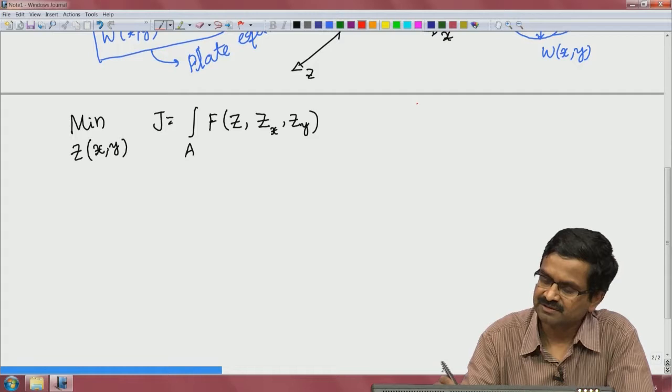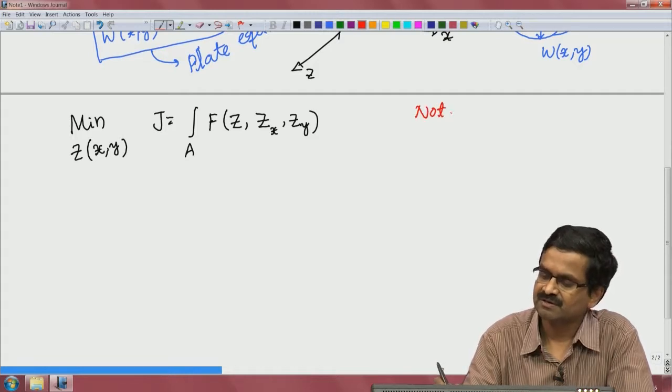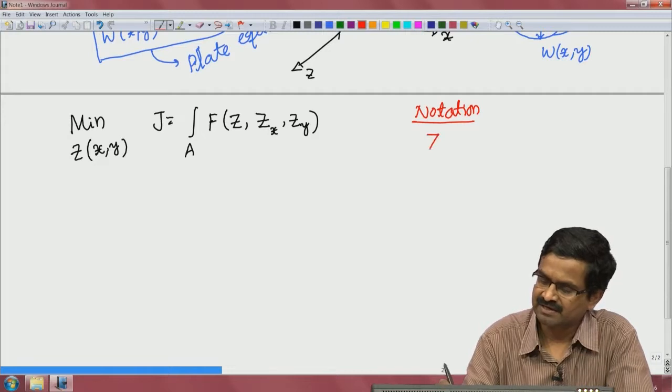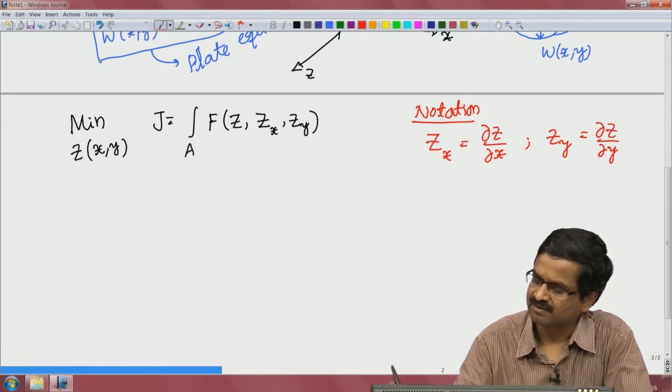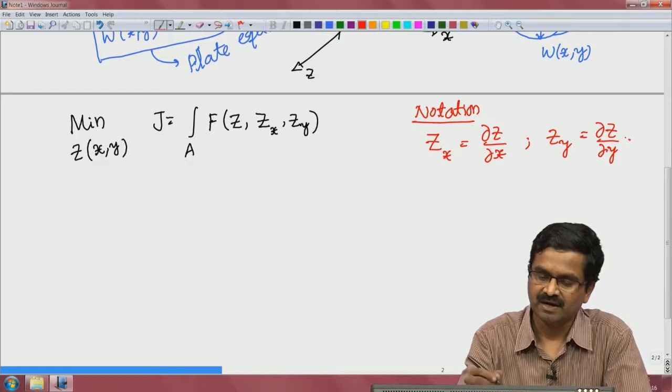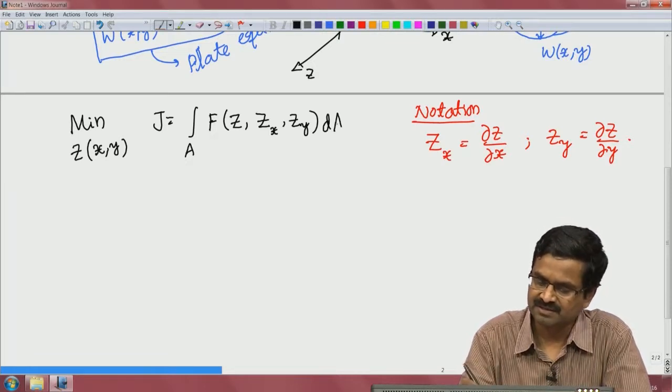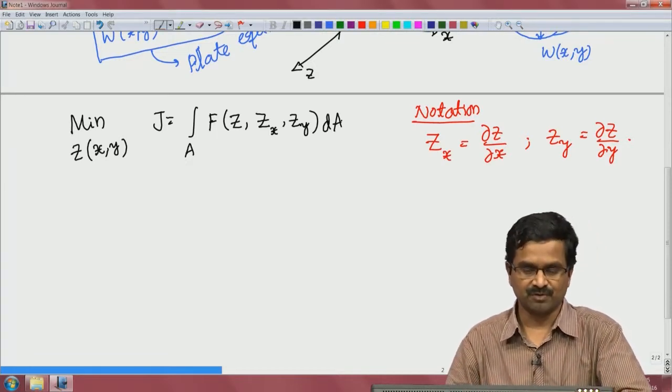The notation that we are using from now onwards, when I write z sub x, it means dou z by dou x, likewise z sub y equal to dou z by dou y, and here we have to complete the dA. This is the problem we want to solve.